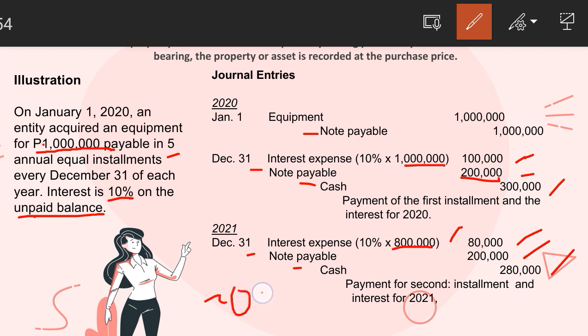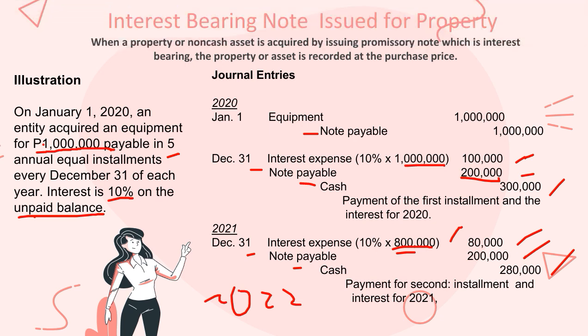So, same process for year 2022, 2023, 2024, and 2025. Lima man sa 5 years. And kaning unpaid balances, magkano na siya kagamay. Okay? Let's see if nakuha na. Okay. So, that's interest-bearing note issued for property.